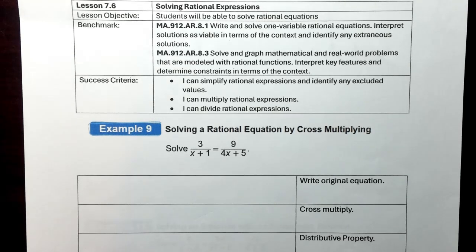All right, welcome to the last lesson in Chapter 7, 7.6, Solving Rational Expressions. By the end of this lesson, you should be able to simplify rational expressions and identify any excluded values. You should be able to multiply rational expressions and divide them. So we're going to start off with example 9.